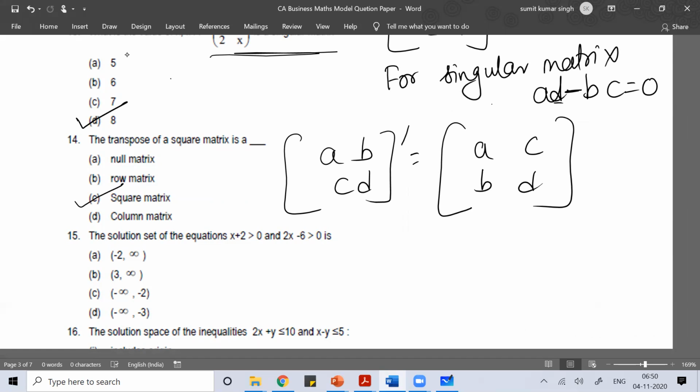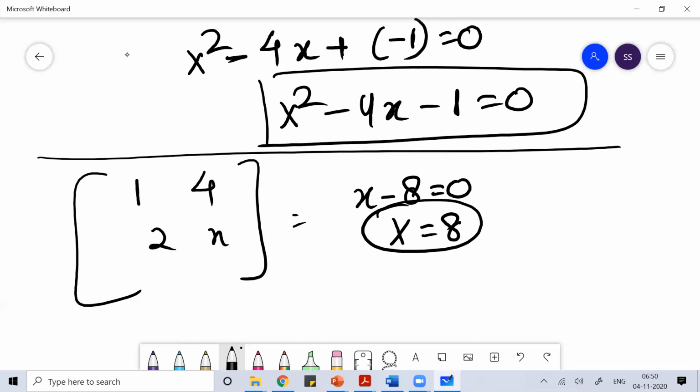Clear everyone? Then next question, question 15. The solution set for the equation x plus 2 greater than 0, x plus 2.